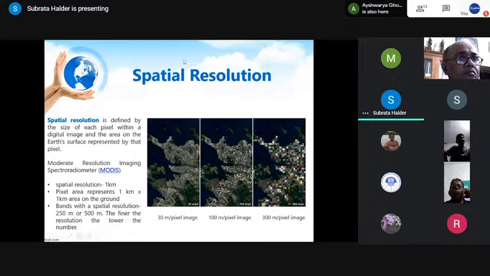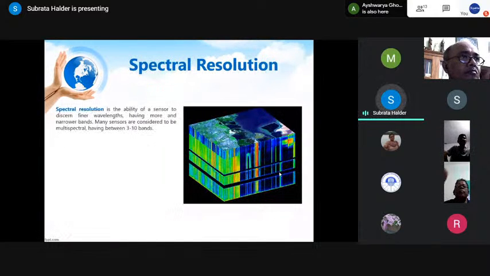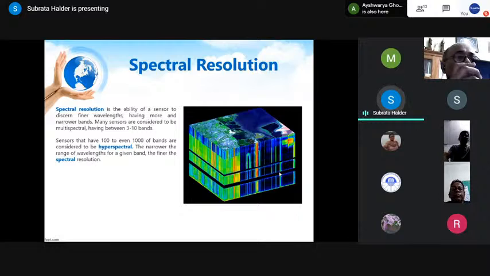Here, a 30 meter pixel image, a 100 meter pixel image, and a 300 meter pixel image are shown. Spectral resolution. It is the ability of a sensor to discern finer wavelengths, having more and narrower bands. Many sensors are considered to be multispectral, having between 3 to 10 bands. Sensors that have 100 to even 1000 bands are considered to be hyperspectral. The narrower the range of wavelengths for a given band, the finer the spectral resolution.